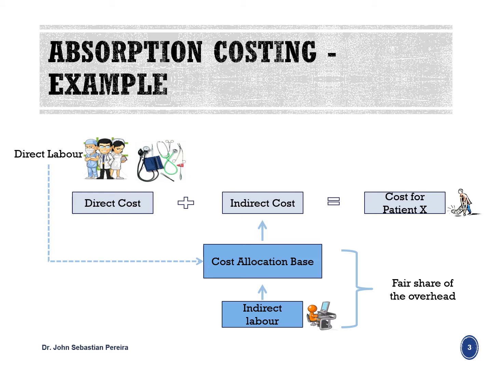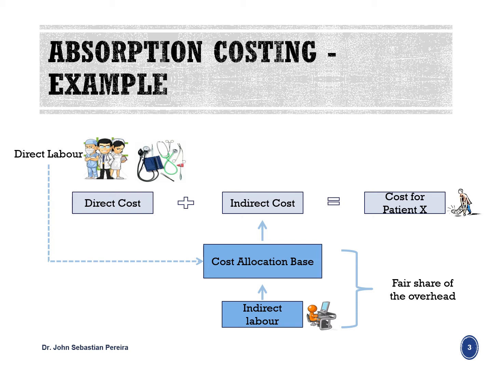To see how absorption costing works in practice, let's take a simplistic example of a business, a hospital, which treats patients. Each patient coming to the hospital represents a job unit for that business. For simplistic purposes, let's consider that this business has one element of indirect cost, which is the salary paid to the receptionist.